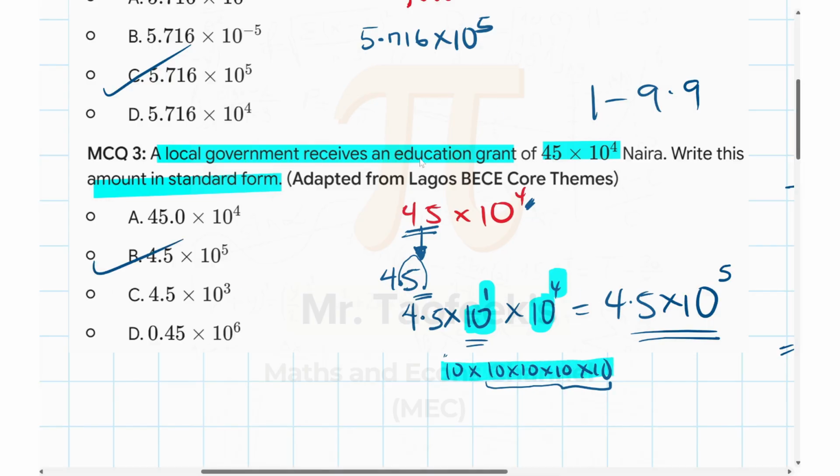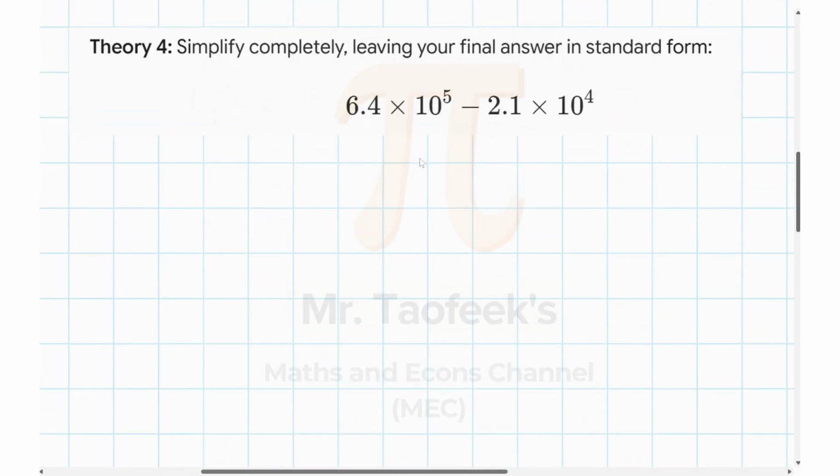Okay, beautiful. Now let's go straight into the theory questions. So the theory question is about adding and subtracting standard form. Some of you might have seen this before, but some of you might be completely surprised. Like, wait, what is this? Don't be surprised. It's very simple. There are many strategies to do this.